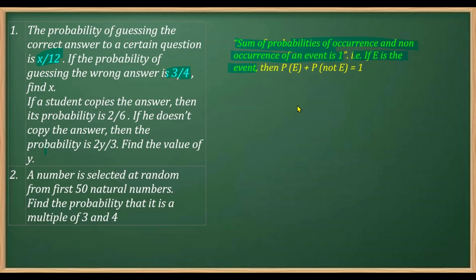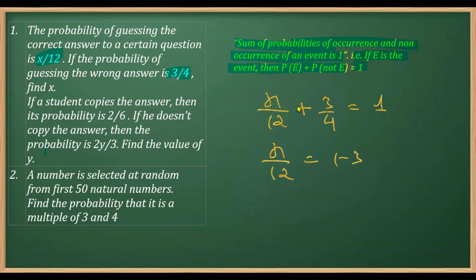So if I consider E to be the event, then we can say that probability of E plus not E is equal to 1. This is what we are going to apply here. So we can say that probability that it is correct is x over 12 and it is incorrect is 3 over 4. So we can say that their sum will be what? 1. So now we can get the value of x by transposing this number to the other side.